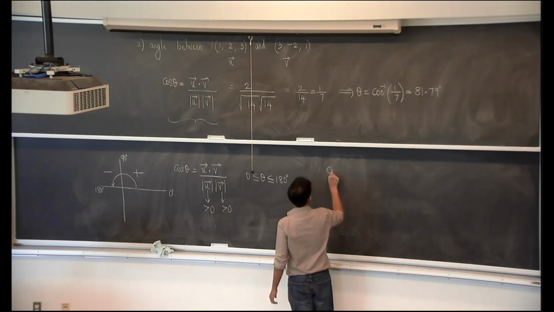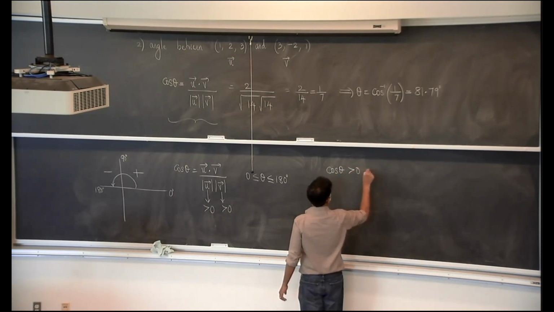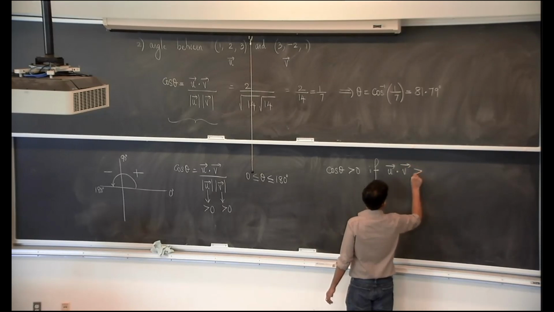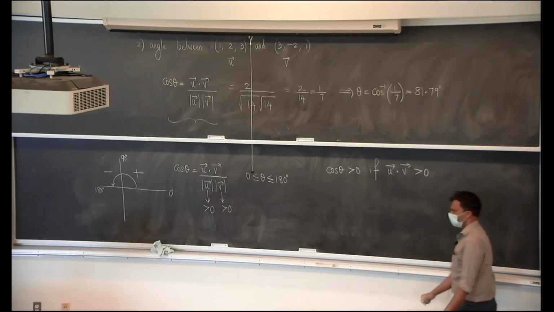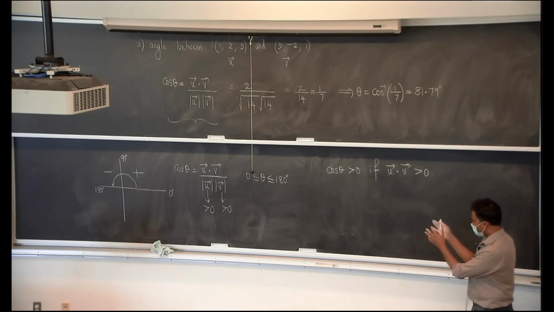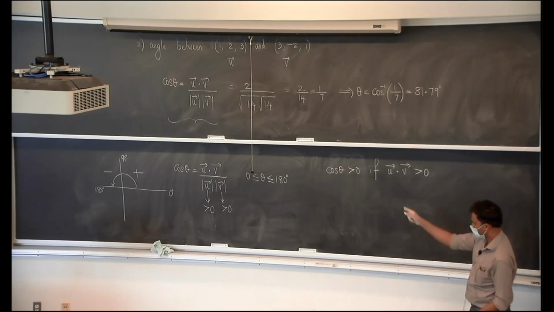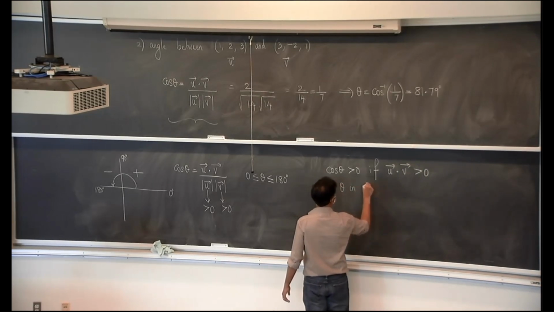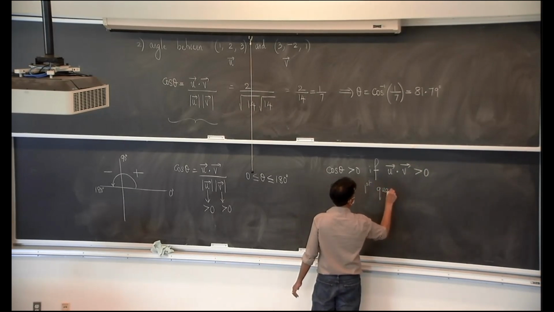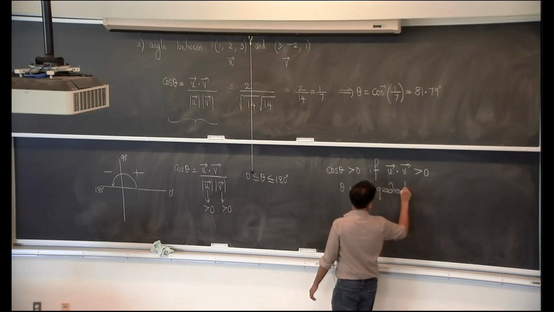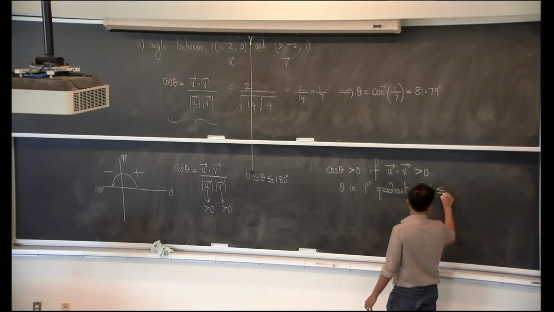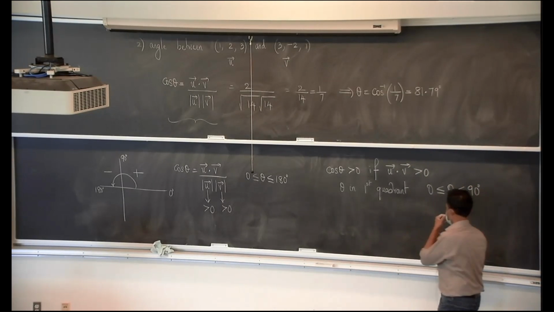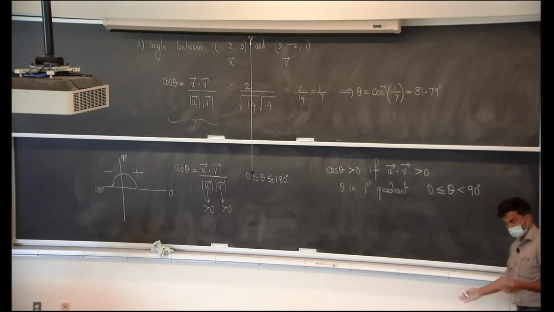The cosine of theta is positive if u dot v is positive. Okay. And when you say cosine of theta is positive, that means your theta is going to be in the first quadrant. In other words, your angle theta is going to be between 0 and 90 degrees, not equal to 90 degrees, maybe 89.999999.